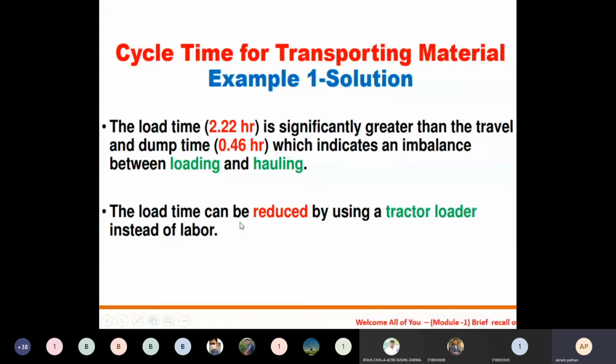So the loading time can be reduced by using tractor loaders. By using machinery for loading instead of labor, we can ultimately reduce the loading time. This is the comment we made from that particular problem.